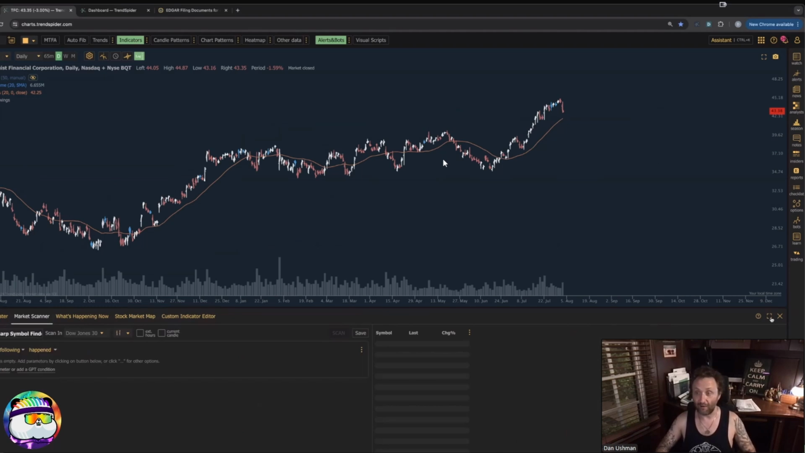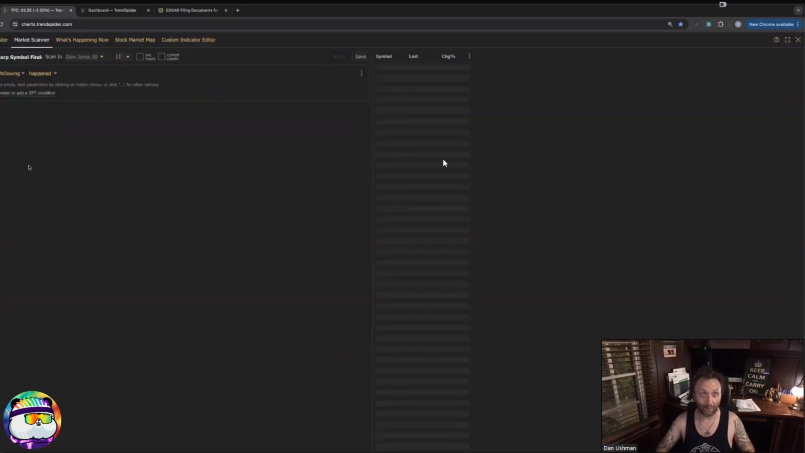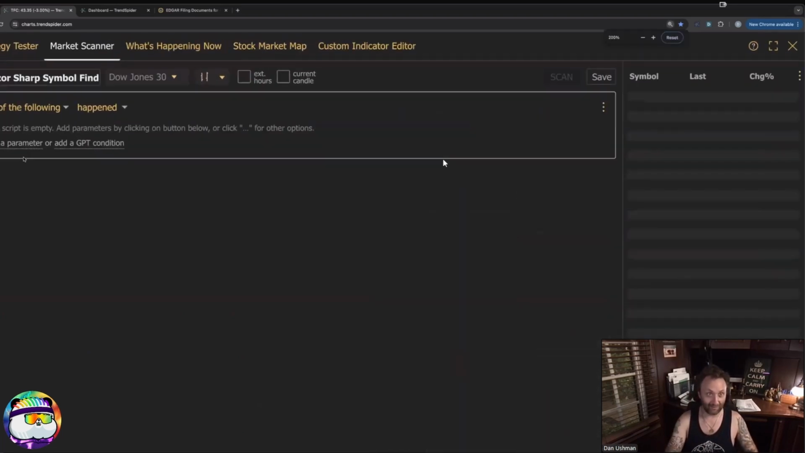And Market Scanner is where I'm going to show you the true power of visual scripting. This is how you make a backtest. This is how you make a smart checklist. This is how you make a trading bot. This is how you build a scanner. This is how you tell TrendSpider about the market, right? And I'm going to zoom in a bit so you guys can see this really clearly.